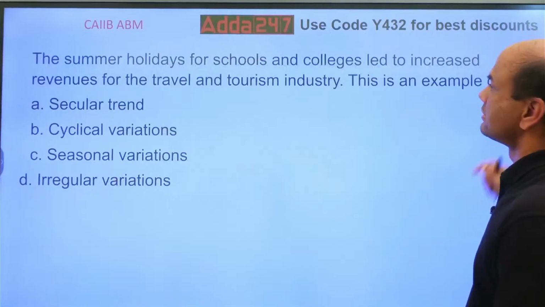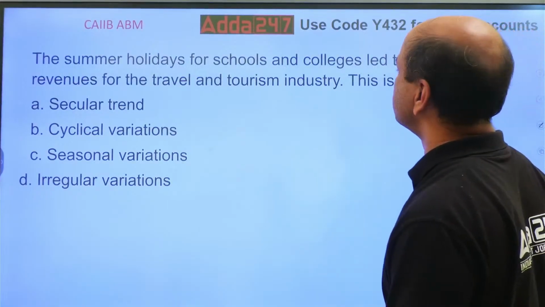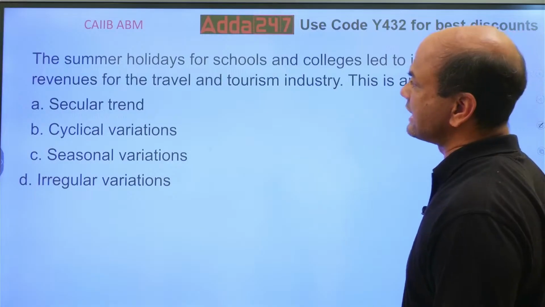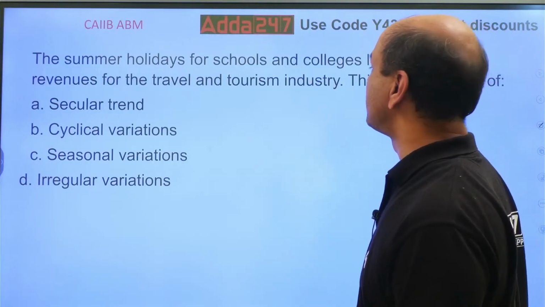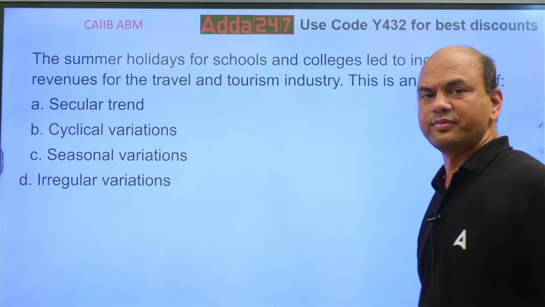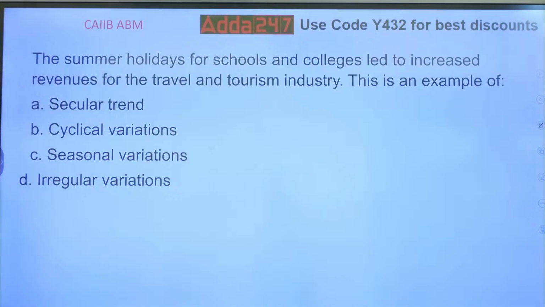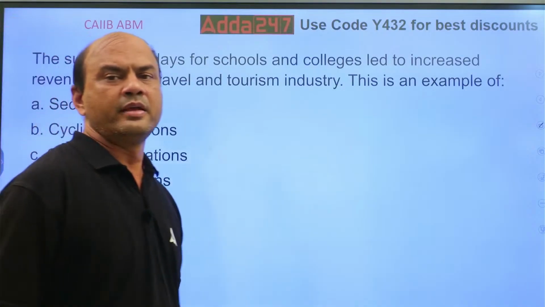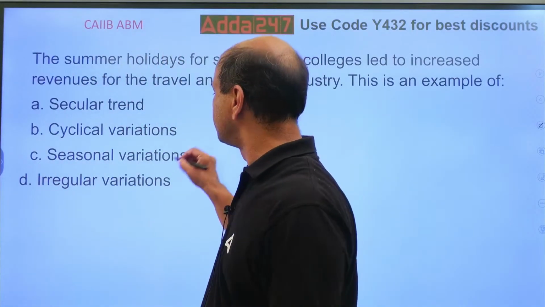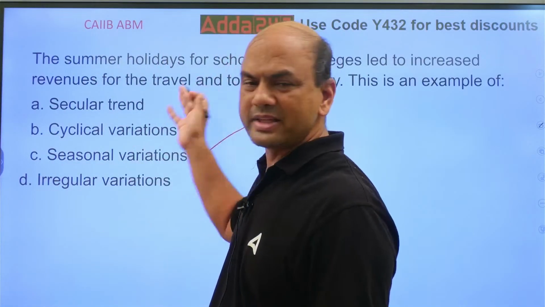Next. The summer holidays for the schools and colleges led to increased revenues for the travel and tourism industry. This is an example of... Just now I told you, predictable. What is predictable? Think. Secular, cyclical, seasonal, and irregular. Yes? Answer is simple, isn't it? Seasonal. Every year it will happen the same, isn't it?